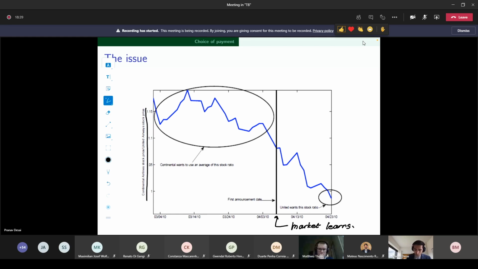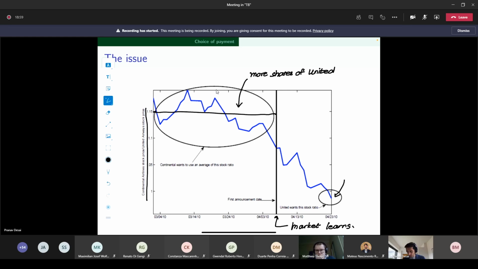Now, what Continental wants is the 30-day average. So this is just eyeballing, but something like this. Continental essentially wants more shares of United, and United wants to give out fewer shares. So there's a bit of disagreement about this.